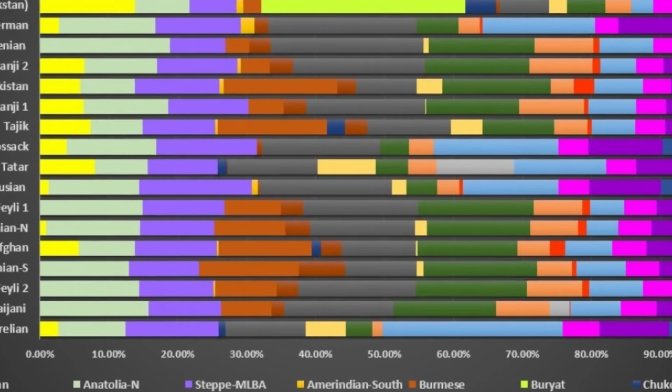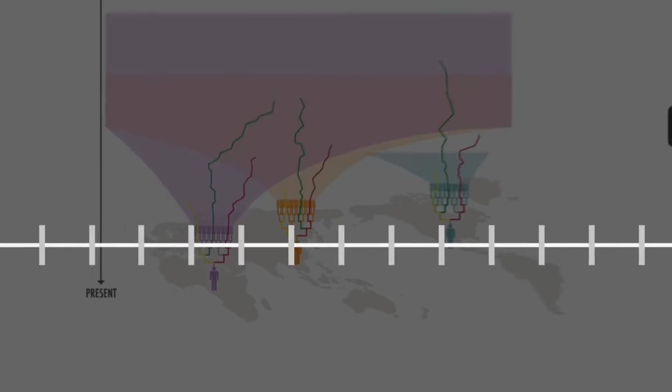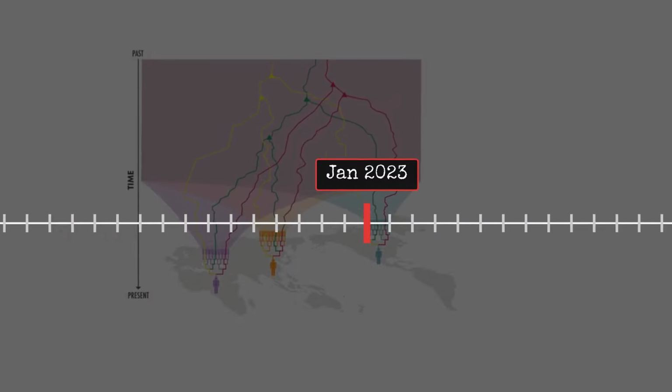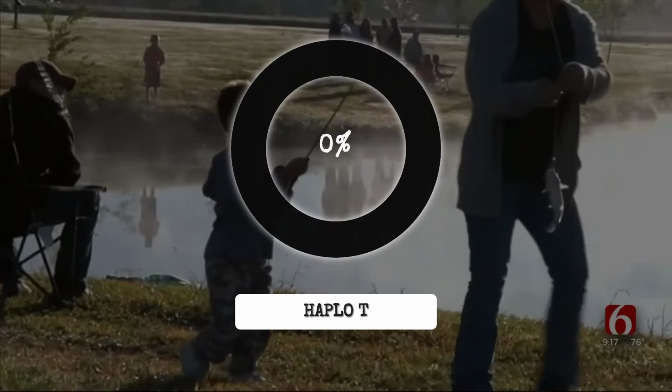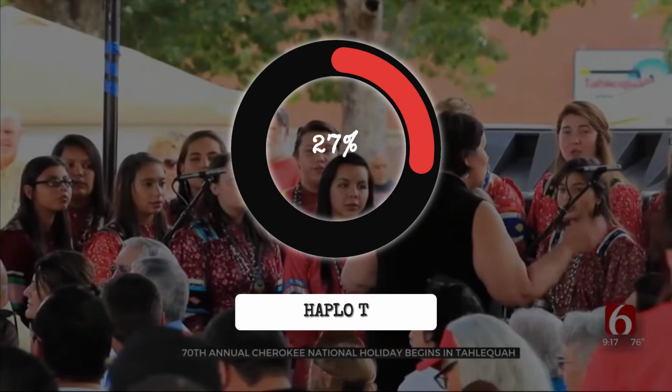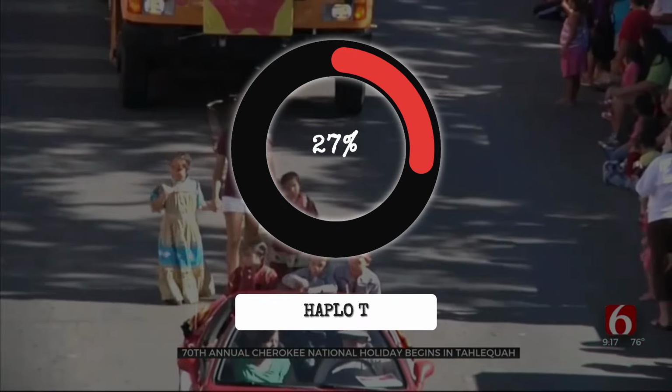The numbers alone might suggest a recent European connection, but the family's oral history insists on deeper, older bonds. These results do not fit easily into the standard model of Native American ancestry, nor do they match the patterns seen in most Cherokee Nation citizens today.